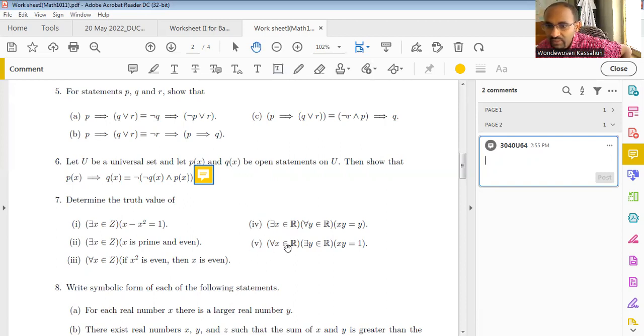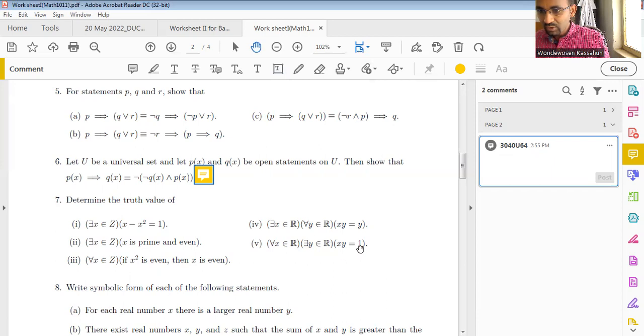Number 5, for all x, a real number, there exists a corresponding y, a real number, satisfying this property. For all x, there exists y, so that means y is equal to 1 over x. Okay, y is equal to 1 over x.